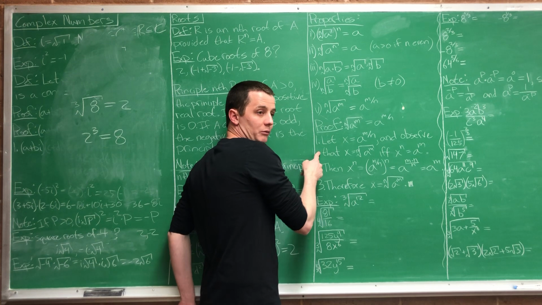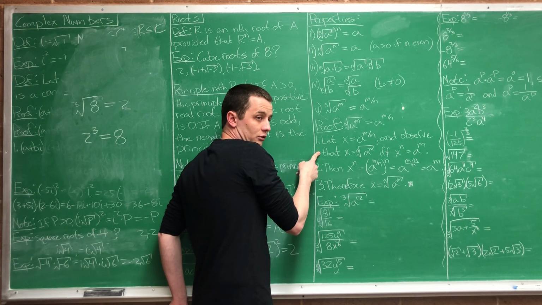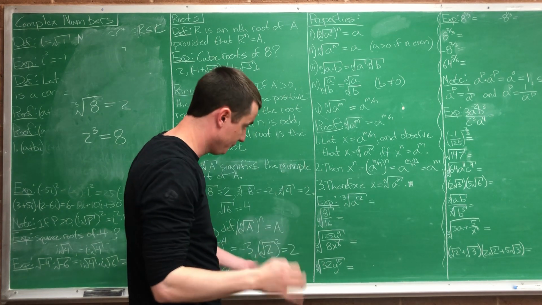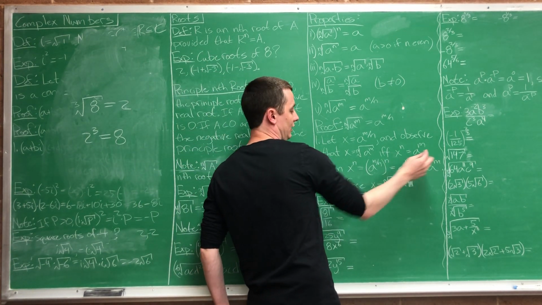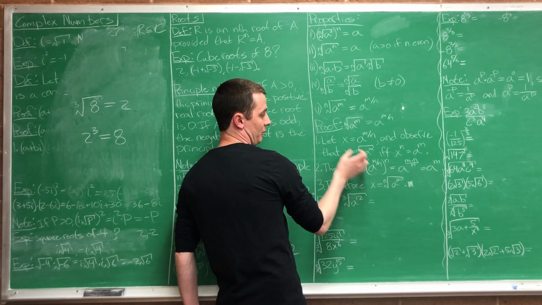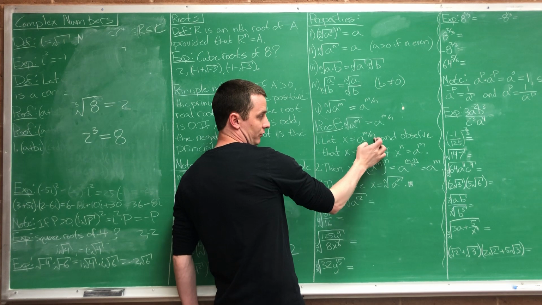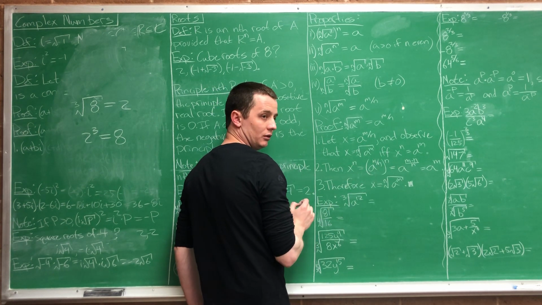So is everyone good with statement 1? Or do we need to see another example? You're good? Okay. So then let's show it. Let's show that x to the n is equal to a to the m. So then x to the n is the same thing as, remember, I said let x equal a to the m over n, so x to the n is equal to a to the m over n, all to the n.